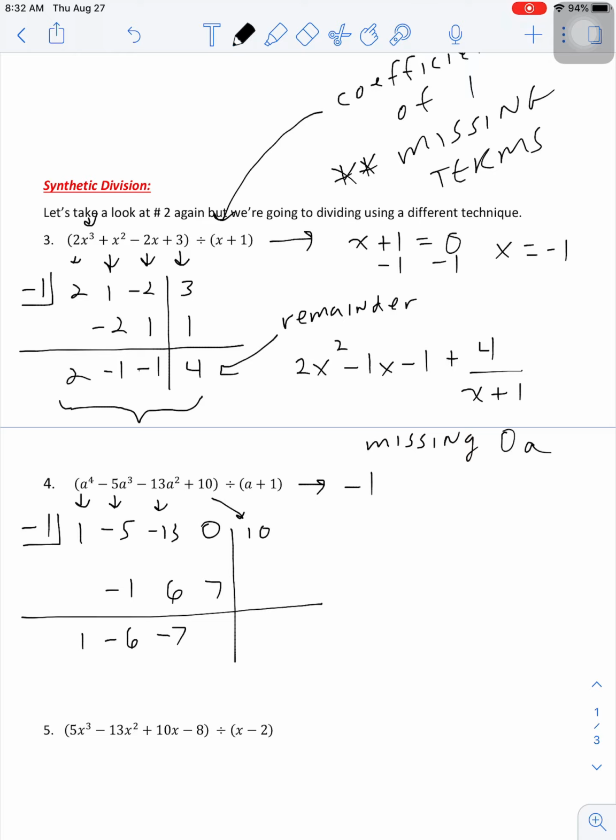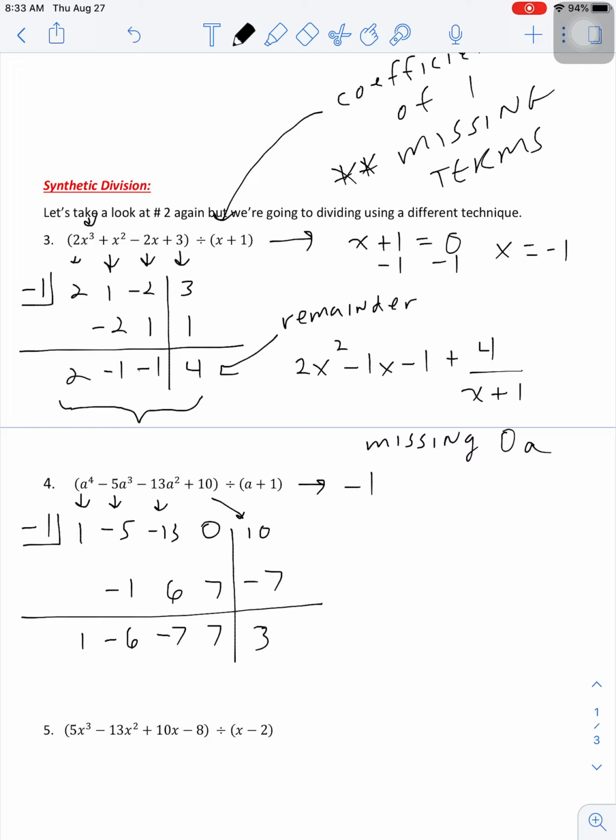Okay, add straight down. 0 plus 7 is 7, and then my last calculation is going to be -1 times 7, which is going to give me a -7, and then add straight down, or in this case just subtract. So 10 minus 7 is going to give me 3.